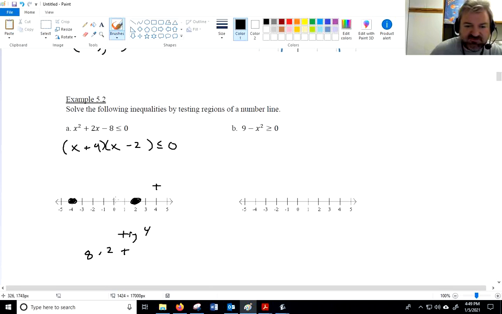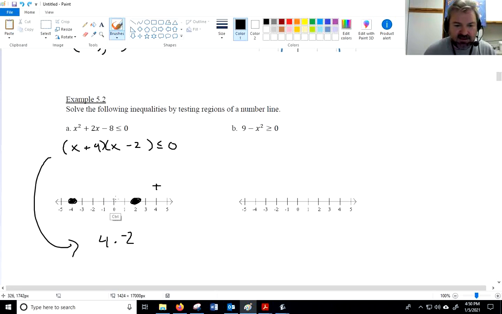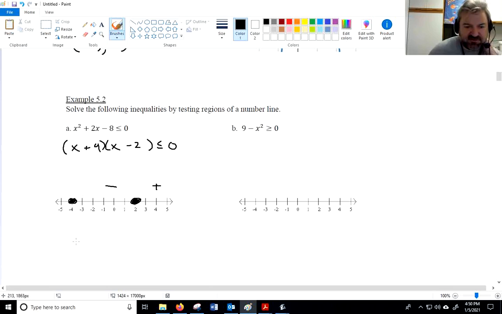Let's try a number in between. 0 is always nice and easy to do. So let's try 0. If I try the number 0, again, I'm going right there, okay? So 0 plus 4 is 4. 0 minus 2, well, that's negative. A positive times a negative is a negative, right? And lastly, let's try a number to the left of negative 4, like negative 5. That'd be like negative 5 plus 4 times negative 5 minus 2. That's a negative 1 times a negative 7. That is a positive number. So that's positive over here.